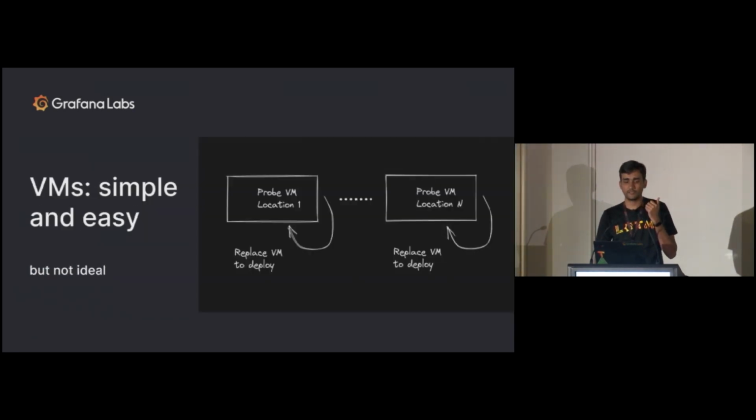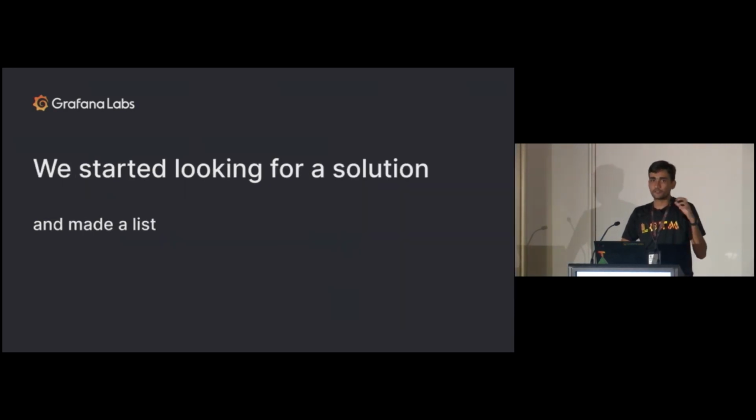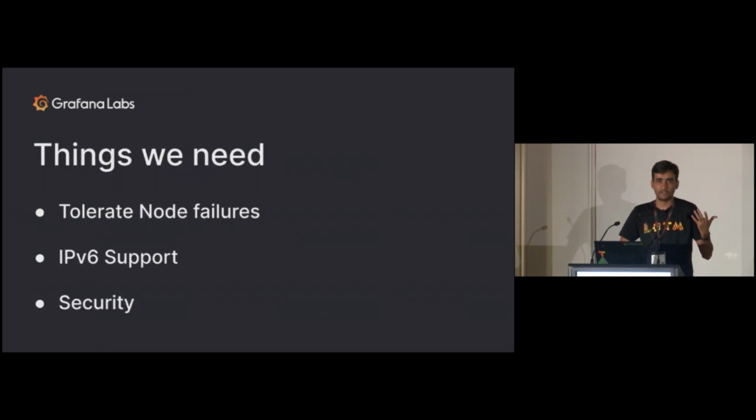Also, a single node can fail. It just multiplies. For a small team trying to build the product, should we manage these VMs or build our product? So we started looking for a solution, and our requirements were very simple. We just need something that can tolerate node failures, has IPv6 support, and can do basic security. We don't want somebody to craft a check that exploits us.